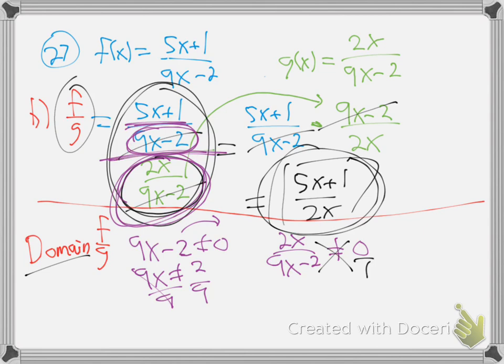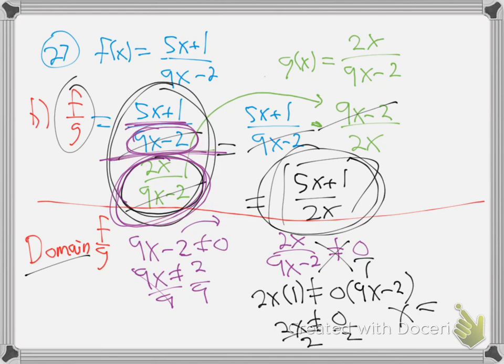So we get 2x times 1, not equal to 0, times 9x minus 2. Right? Diagonal, diagonal. And that means 2x not equal to 0. 0 times anything is 0. Right? Last step to get x alone? Divide by 2. X cannot be 0. So x cannot be 0, and x cannot be 2 ninths. Anything else is fine. There's two things that cause denominators to become 0.